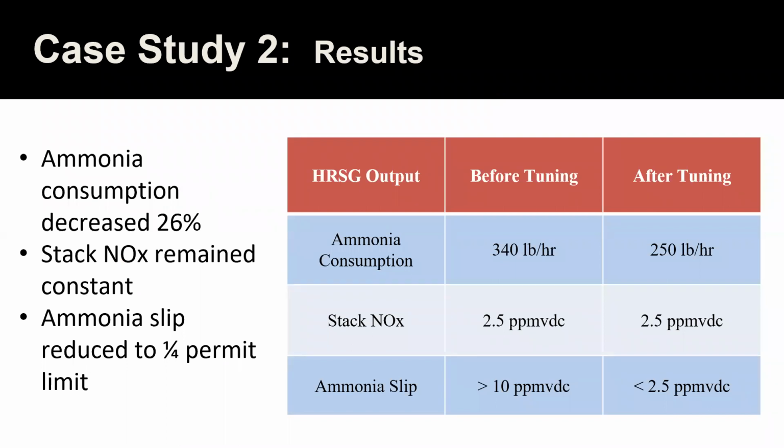Original as found, we had an ammonia consumption rate of 340 pounds an hour. After tuning, we reduced that by almost 100 pounds an hour. That's a huge ammonia savings, and their ammonia slip went from a number that's probably over 10 to well below their ammonia slip limit of 2.5. And then again, stack NOx stays the same. That's your set point. You guys all know that.